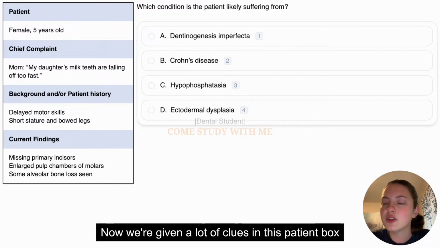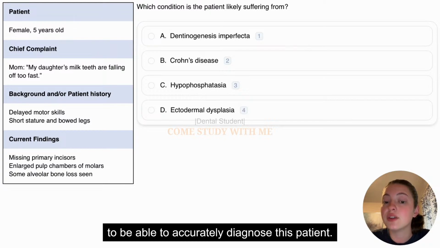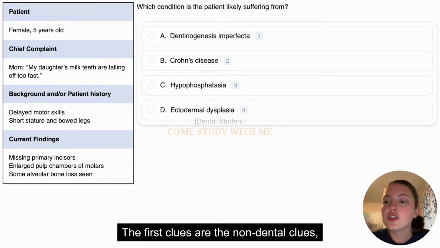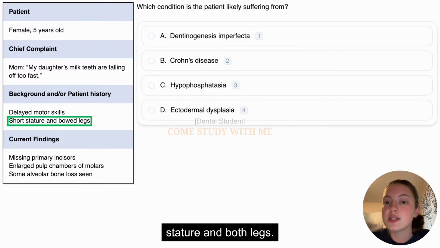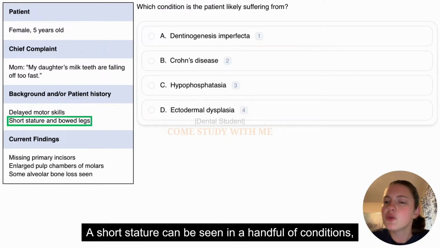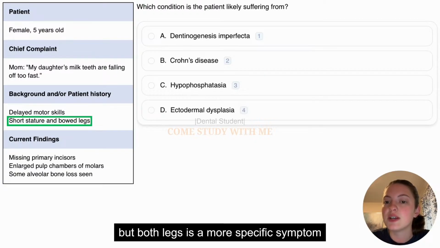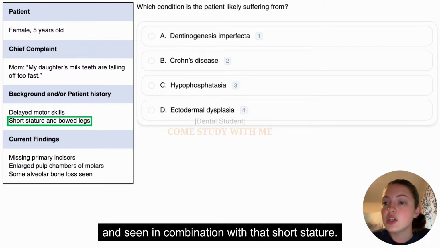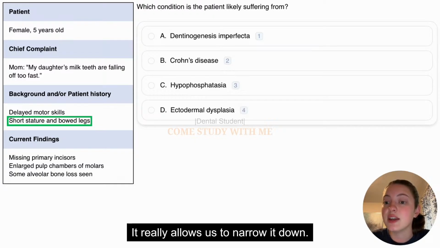Now, we're given a lot of clues in this patient box to be able to accurately diagnose this patient. The first clues are the non-dental clues, and this is the fact that the patient has a short stature and bowed legs. A short stature can be seen in a handful of conditions, but bowed legs is a more specific symptom, and seen in combination with that short stature, it really allows us to narrow it down.